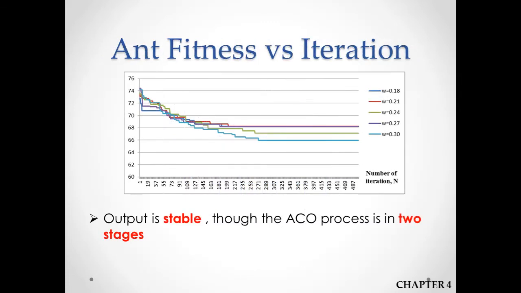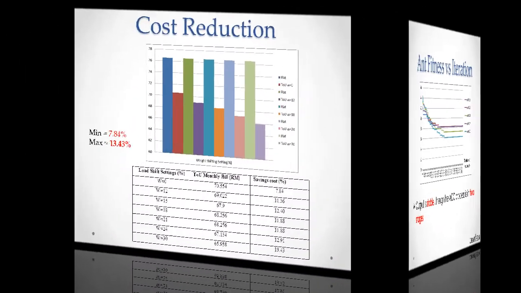Next, what about the optimization algorithm performance in this PSM application? So, I compare the end fitness of various data with the same number of iterations. The graph shows that the shape of the end fitness is very stable, so the program is run in 2 stages. So, the data obtained is reliable.